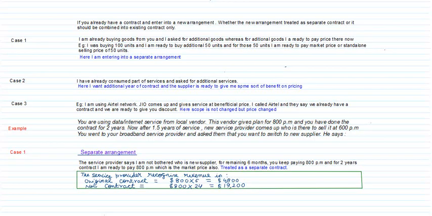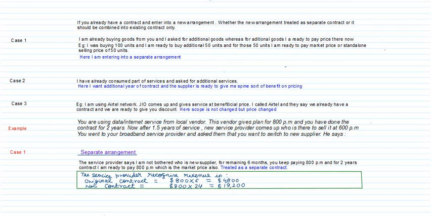Case 2. In case 2, I have already consumed some part of my services and now I'm requesting additional services from the supplier. And for this additional contract, the supplier is ready to give me some sort of benefit on the pricing.